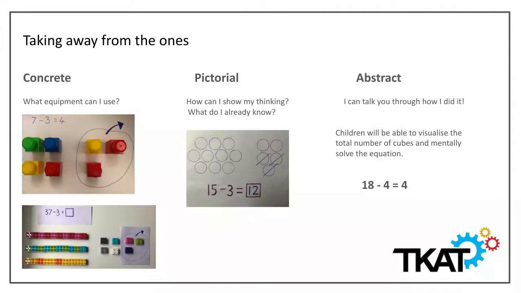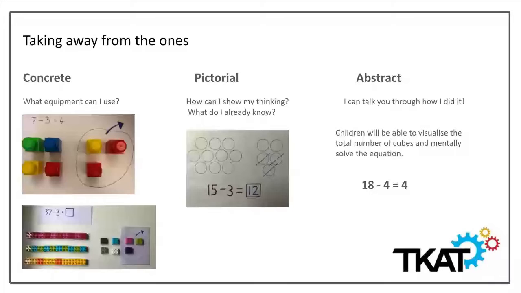When subtracting from a one-digit number, real objects should be used so that children are physically able to take them away in order to find out how many are left. In the first picture, you can see the calculation 7 subtract 3 is equal to 4. There are 7 blocks in total, so we would say the whole is 7. 3 blocks have a circle drawn around them with an arrow.